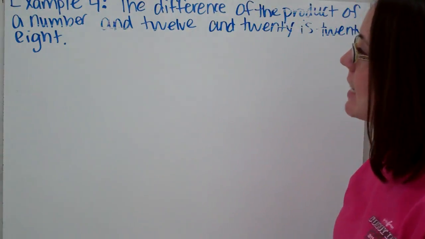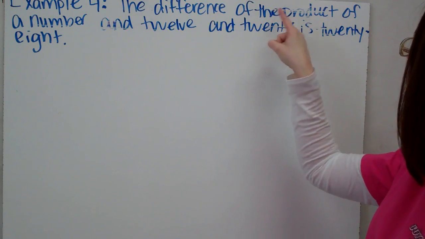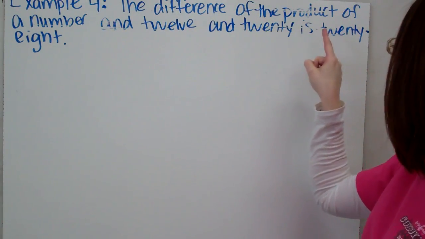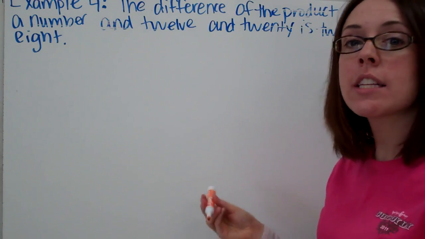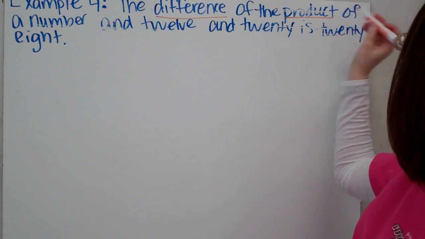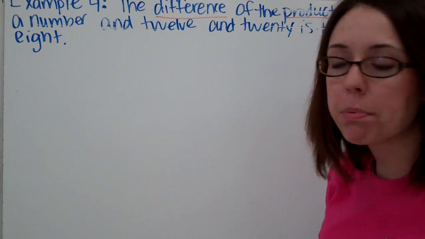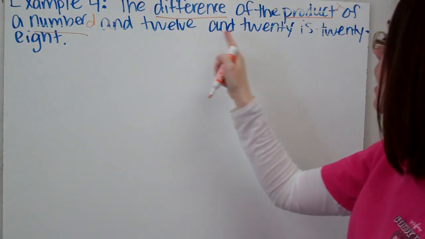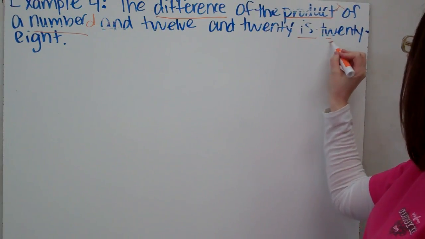Example 4, our last example. The difference of the product of a number and 12 and 20 is 28. Let's look at our keywords. Difference tells us to subtract. Product tells us to multiply. We don't know what our number is, so let's use D. Is tells us to use an equal sign.